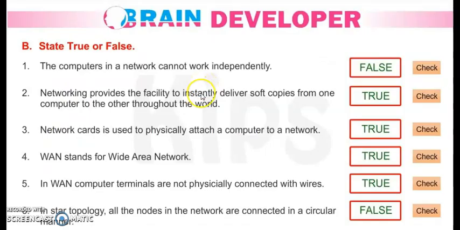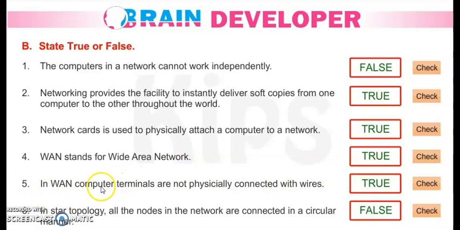Okay, next question number 2, you have to write true or false from your book, page number 12. Number 1, the computers in a network cannot work independently. Answer is false. Second, networking provides the facility to instantly deliver soft copies from one computer to another throughout the world. Yes, this is true. Third, network card is used to physically attach a computer to a network. Yes, true. 4, WAN stands for Wide Area Network. Yes, it is also true.